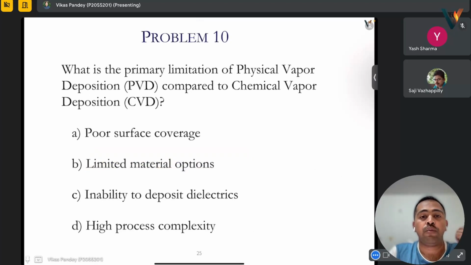What are the primary limitations in case of PVD compared to CVD? Poor surface coverage, limited material option, inability to deposit dielectrics, or high process complexity. So A, poor surface coverage. Any other answers? More than one answer can also be correct. PVD includes sputtering, thermal, and E-beam, right? All three of them are covered inside PVD.